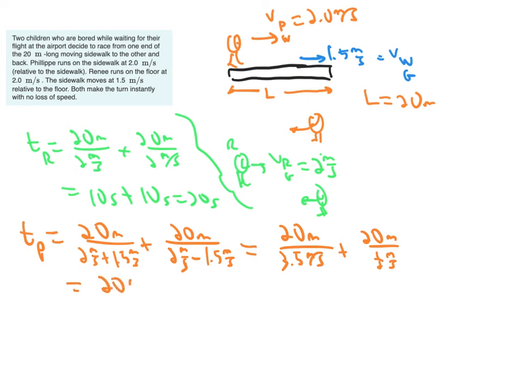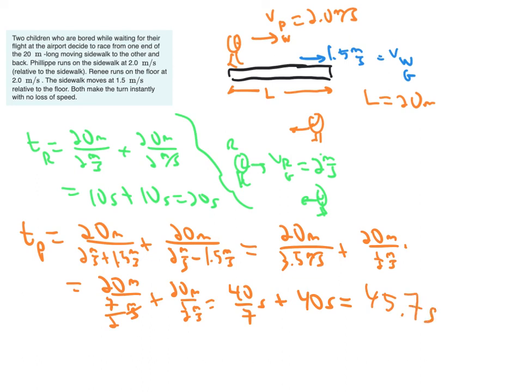So 20 meters over 7/2 meters per second plus 20 meters over 1/2 meter per second. That becomes 40/7ths of a second plus 40 seconds. Which is 45.7 seconds. So we can see that for part A, I guess we can say René wins. And René wins by 25.7 seconds.